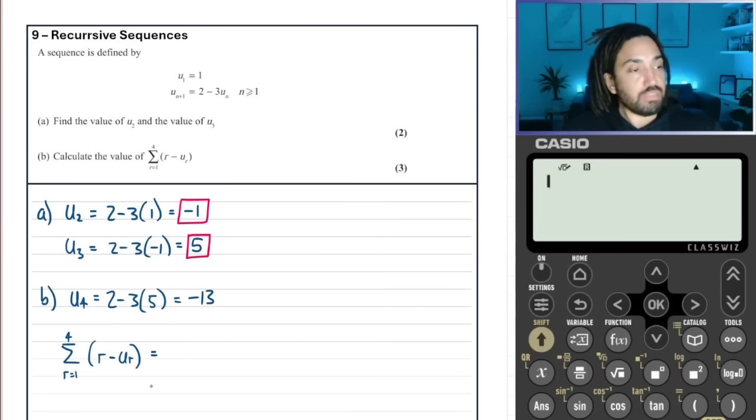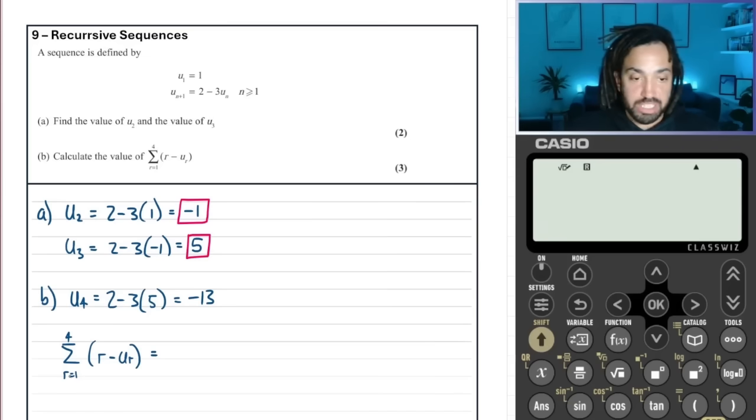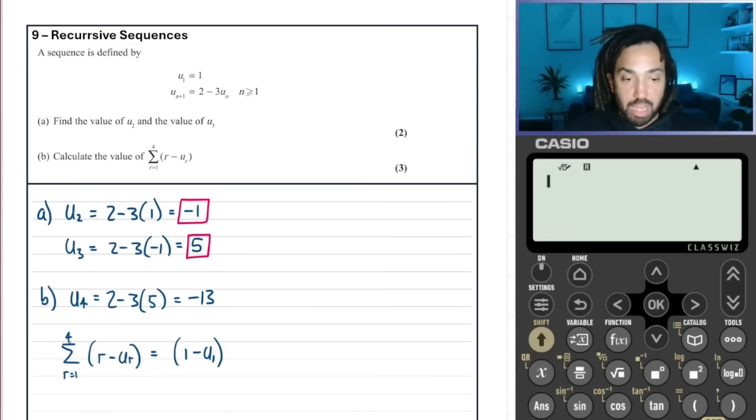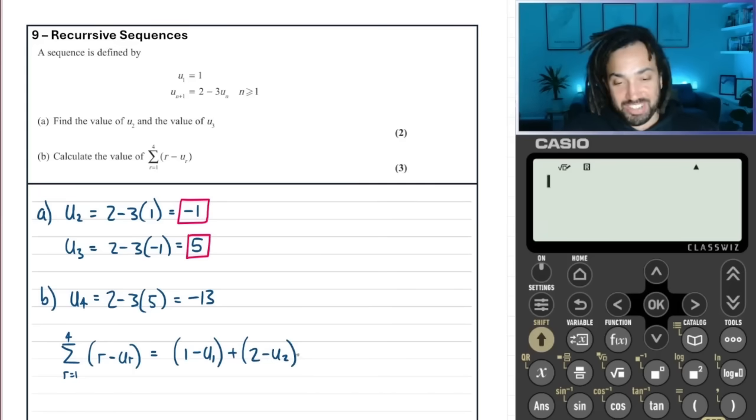Now, what on earth is this asking? Well, it's saying start with r is equal to 1. Let's do that. When r is equal to 1, we have 1 minus u1. And then it says keep adding up to when r is 4. So when r is 2, it's 2 minus u2.